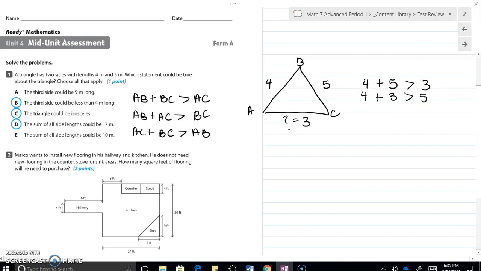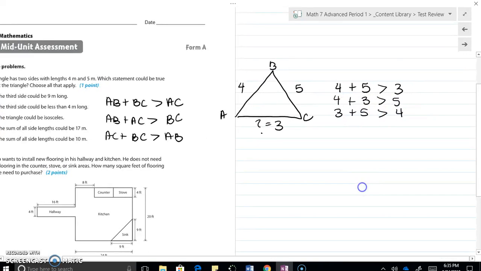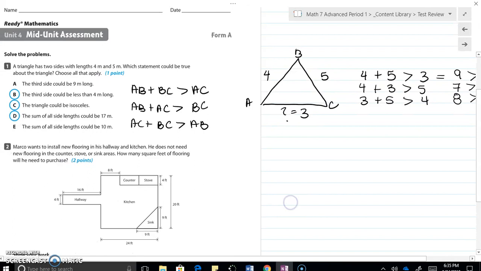And what combination have we not done yet so far? We're going to say 3 plus 5 has to be greater than 4. And is that true? Well, 4 plus 5 is 9. 9 is greater than 3. 4 plus 3 is 7. 7 is greater than 5. And 3 plus 5 is 8. 8 is greater than 4. All right, the next triangle. So that's why B is correct.